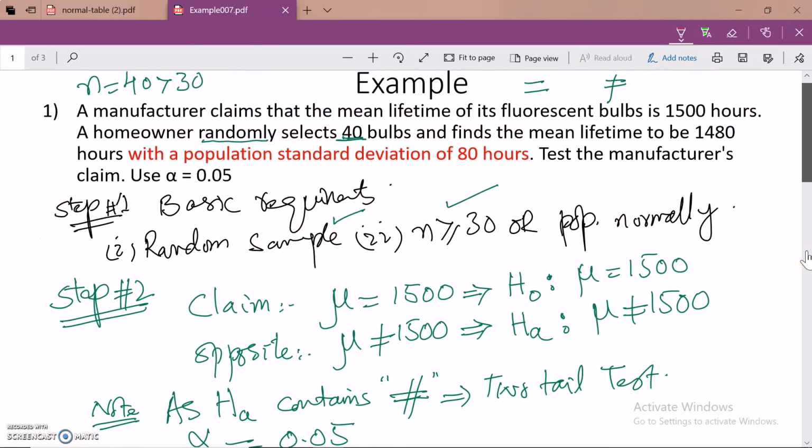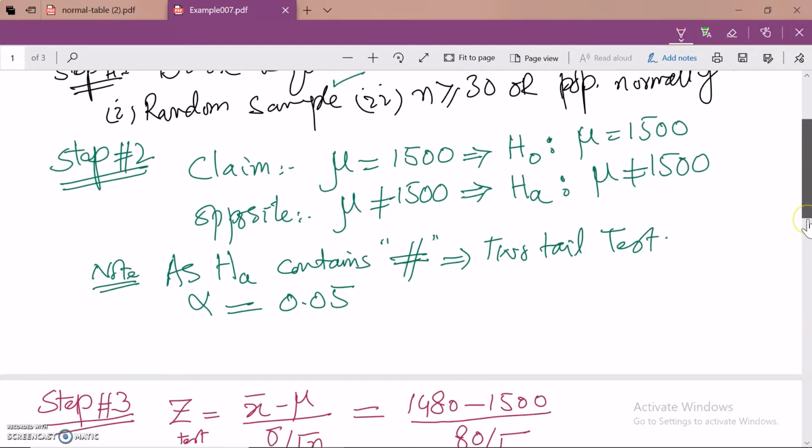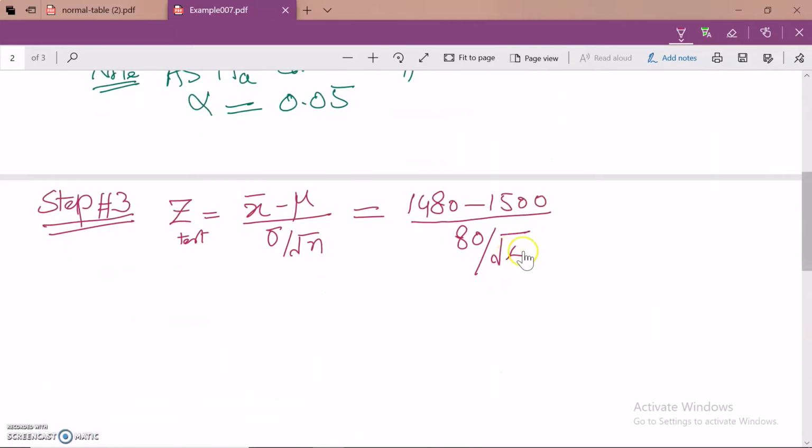The standard deviation sigma was 80 hours. Look at that, 80 hours written in red. It's 80 divided by the square root of the sample size. What is the sample size? It's 40. That's the square root of the sample size, right? 1480 minus 1500 is minus 20, multiplied by, keep it, change it, flip it.